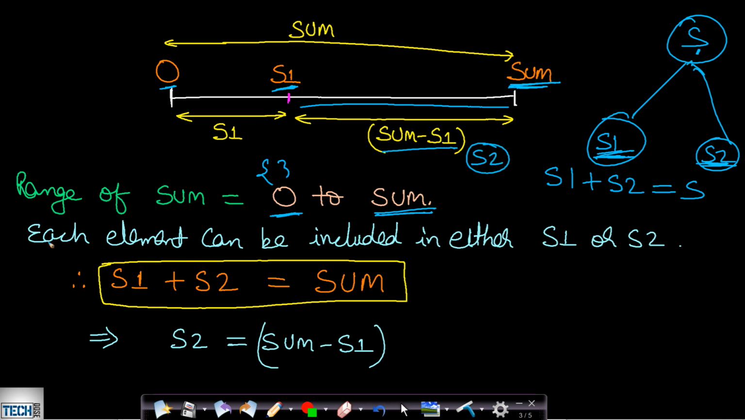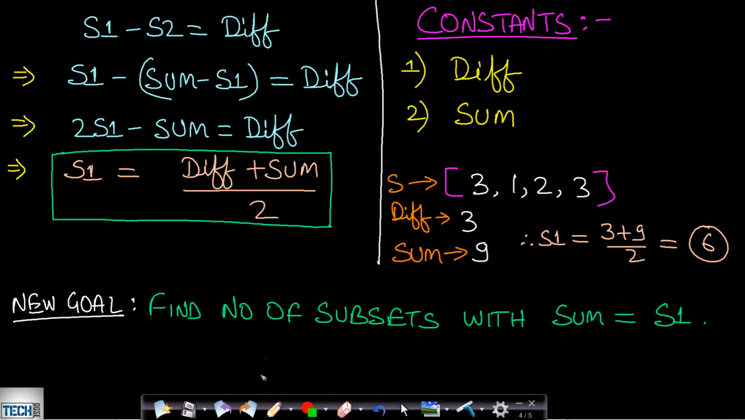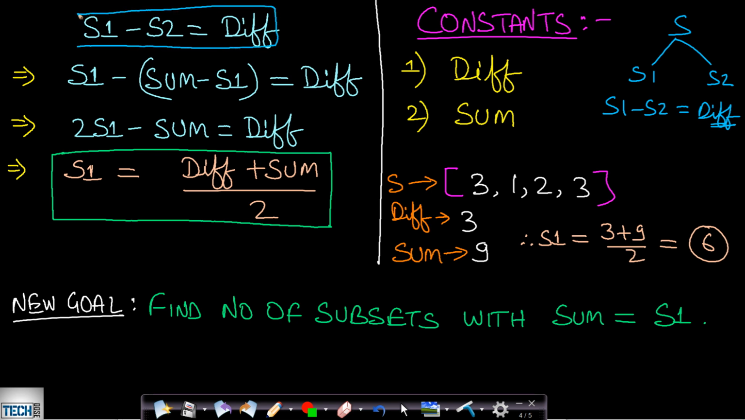As I already told you, each element can be included in either S1 or S2. Therefore, we can write that S1 plus S2 equals sum. And so we can also write that S2 is equal to sum minus S1. I hope you understood this point. Now our goal here is to find the number of ways we can divide a set into S1 and S2 such that the difference between them comes out to be equal to the given difference value. So this is our formula: S1 minus S2 is equal to difference.